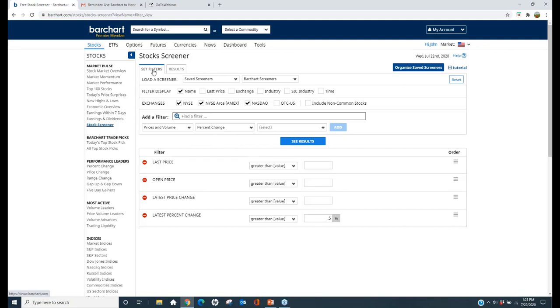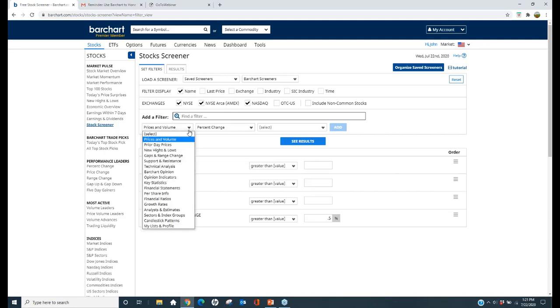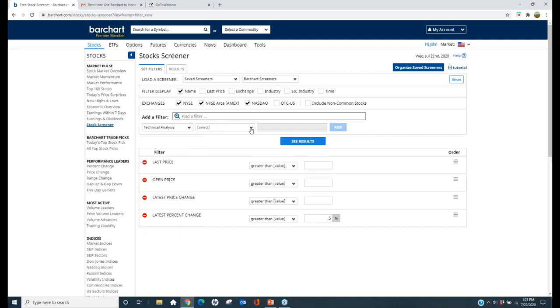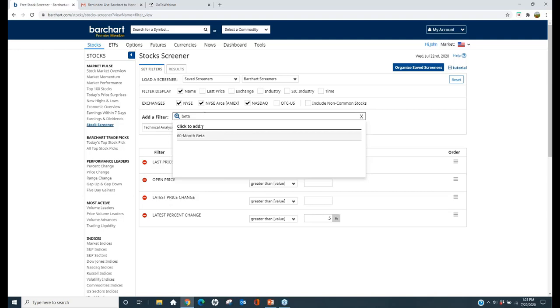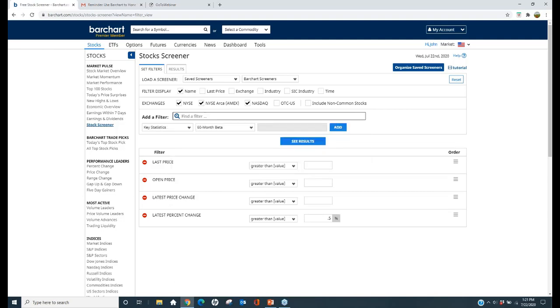Now we need to start looking at some of those positive expectancies. One of the positive expectancies that I like to look at is how my stock relates to the broader market, in particular the S&P market. That one would be found under, I believe, our technical analysis. Let me just double check. That term is called beta. There it is, 60-month beta. It's found under key statistics.